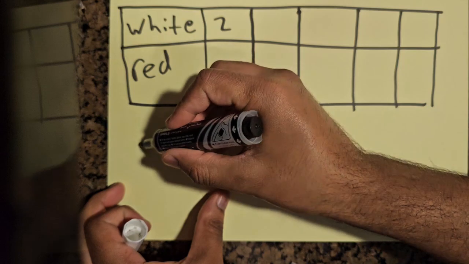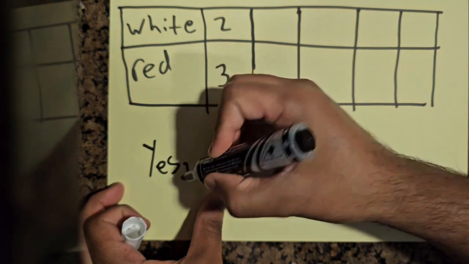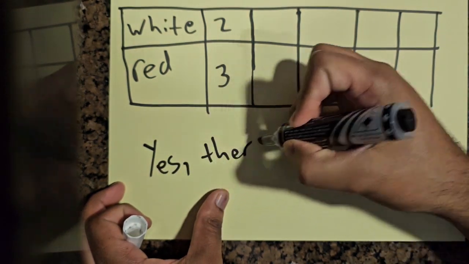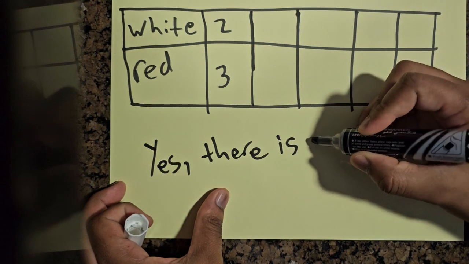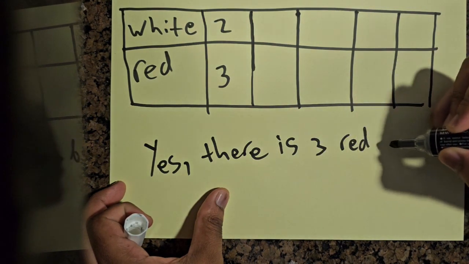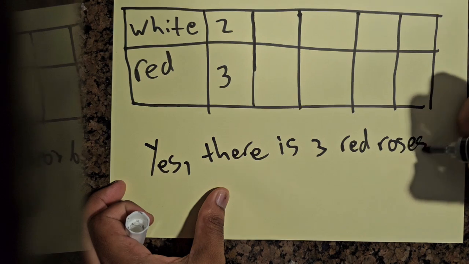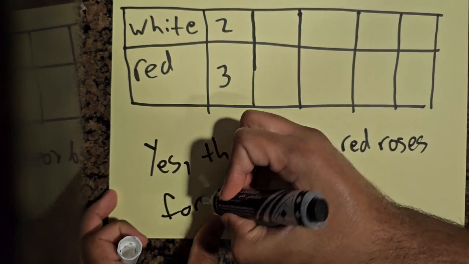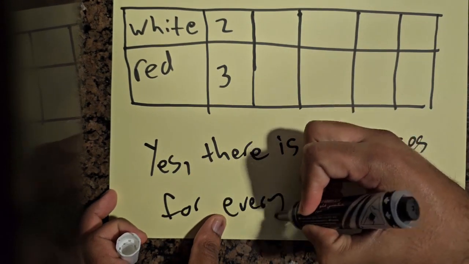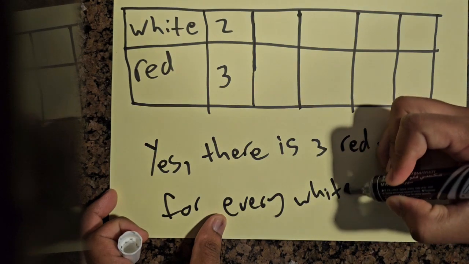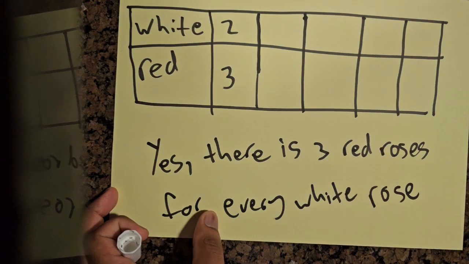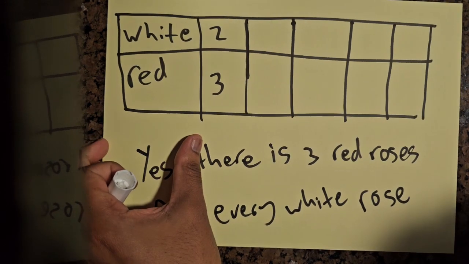You just say, yes, there is 3 red roses for every 2 white roses. I think that's actually a very straightforward question.